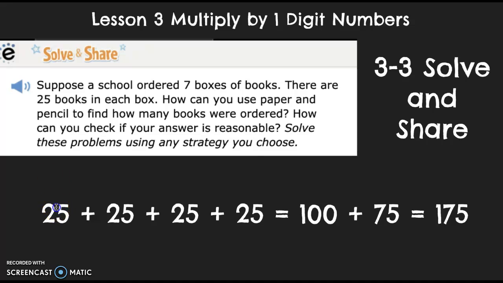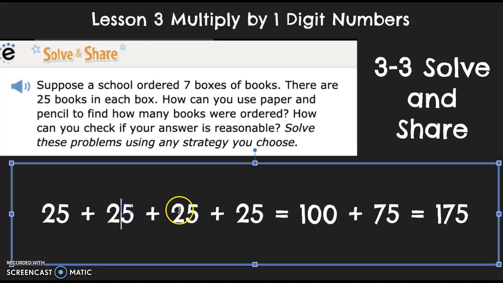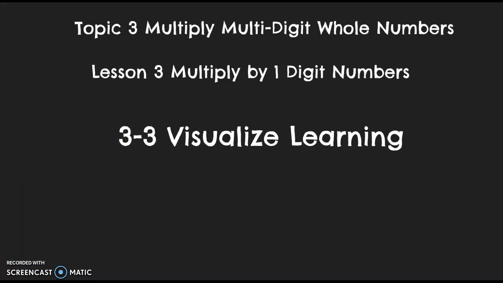So what I did was I did 25s, and I did it 1, 2, 3, 4 times because I knew 4 25s was 100. That left me 3 more 25s. 3 more 25s would be 75, and 100 plus 75 is 175. You could also take 25 times 7 if you knew how to do that, but I did it this way to come up with that. You can pause the video, go to the Visualize Learning, and then we'll come back here.